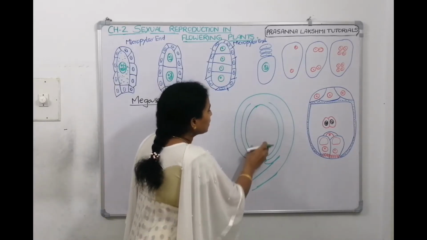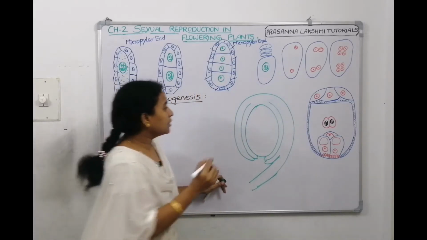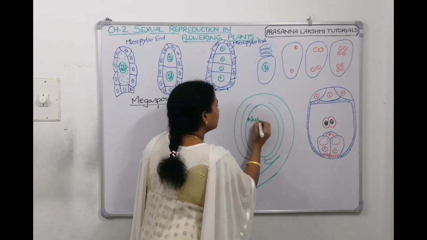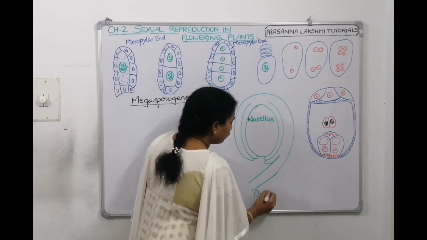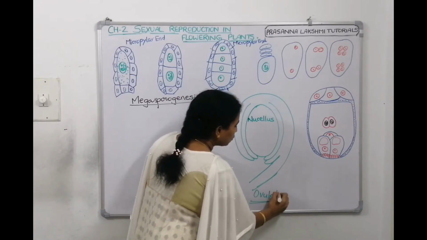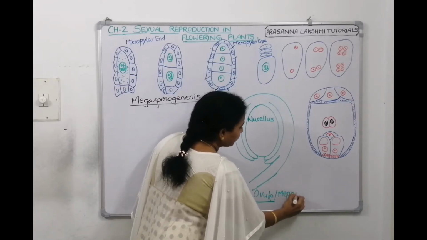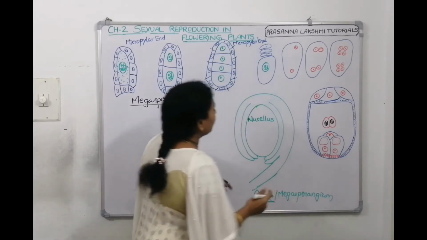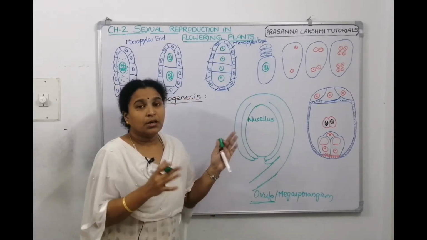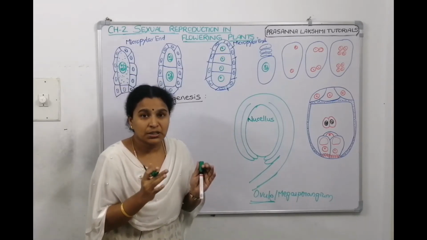Now, in the nucellus, you have many cells. What is this, children? This is nucellus. What is this together? Ovule, which is also called megasporangium. Okay? Now, this is ovule. The body of the ovule contains nucellus.